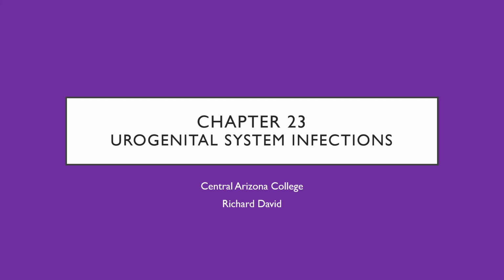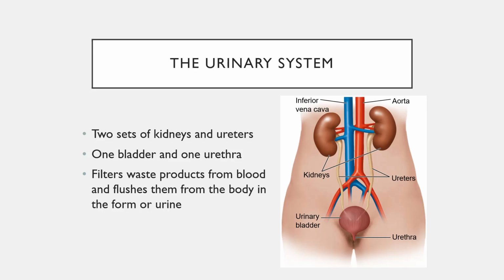Hello everyone, and welcome to Chapter 23 on Urogenital System Infections. In this chapter, we are going to be covering infections of both the urinary system and the reproductive system, including both male and female anatomy. And we cover these systems together because, in particular, in males, the two systems are tied together quite closely.